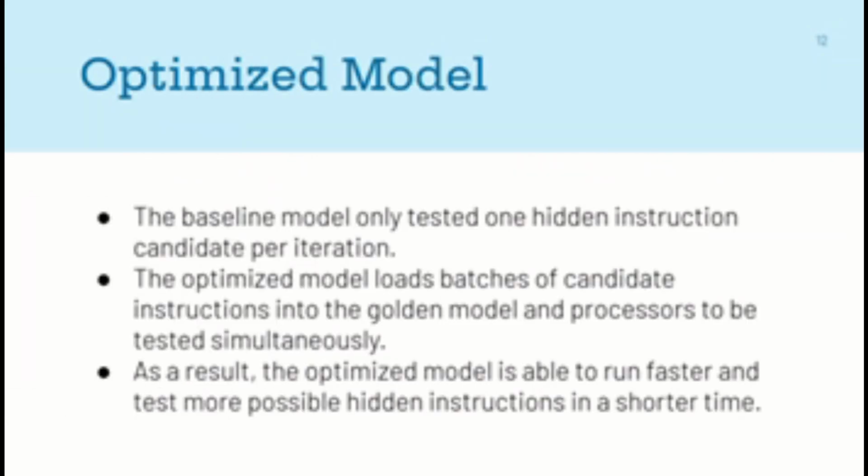The baseline model only tested one hidden instruction per iteration, and the optimized model loads batches of candidate instructions. The golden model and processor should be tested simultaneously. As a result, the optimized model is able to run faster and test more possible hidden instructions in a short amount of time. Next slide.